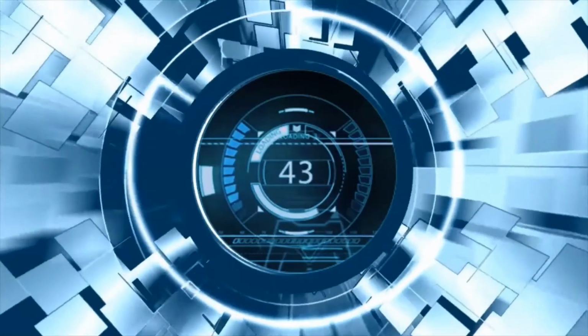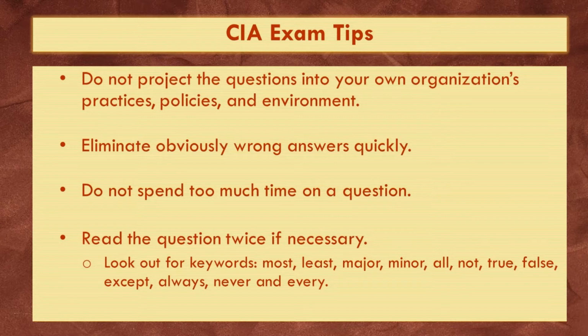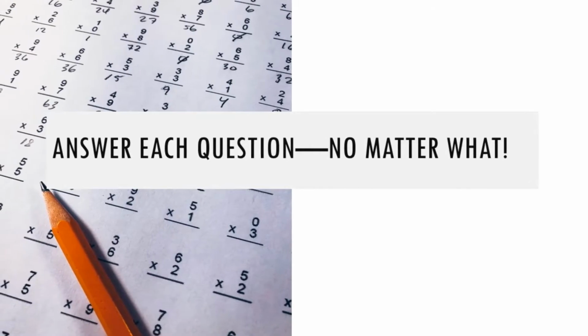Given that there is a bit of a time constraint, I still do not think you should rush. Be sure to read the question twice if necessary. Look out for keywords such as most, least, major, minor, all, not, true, false, and except. Pay attention to absolute condition words such as always, never, and every. Remember, there is no penalty for answering incorrectly, so answer each question with an educated guess.